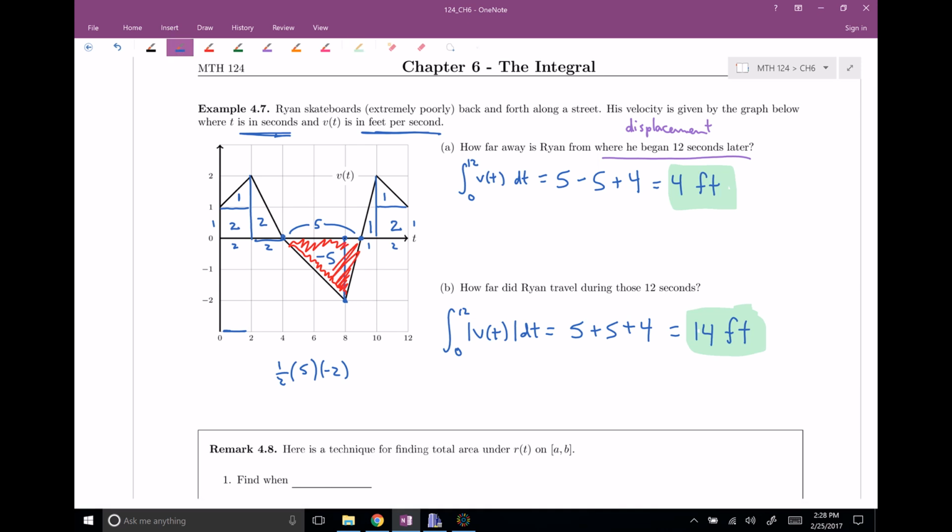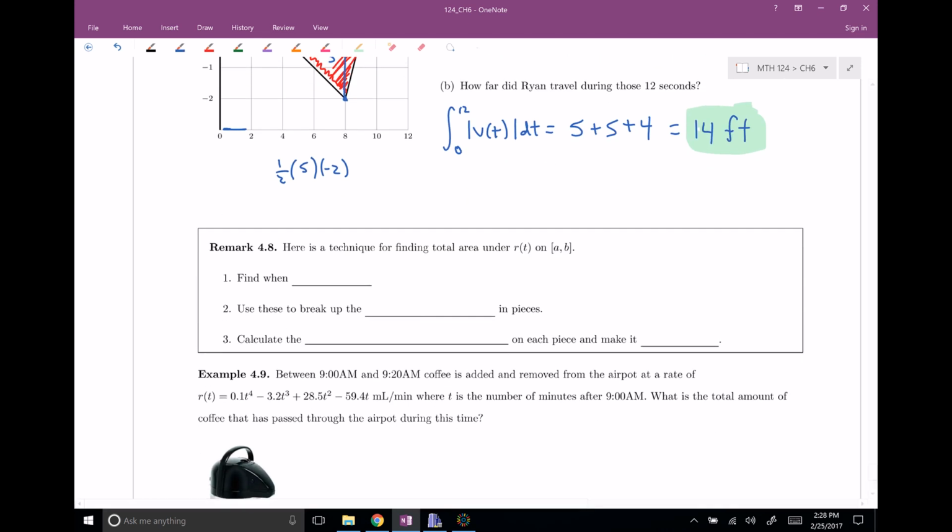Okay, so in general, if you want a strategy for evaluating total area, this is a technique that works. So total area under r of t, let's suppose you actually have to show some work. If we have our calculators, this is a great way to verify our work, but often you need to show work. So the first step is to figure out wherever it crosses, and wherever it crosses, this is where r of t is equal to 0.